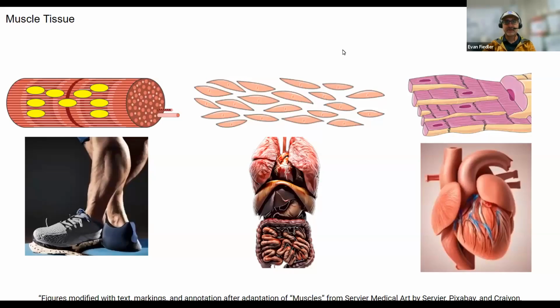Muscle tissue. There's three types of muscle tissue. There's skeletal muscle tissue, smooth muscle tissue, cardiac muscle tissue. Let's start with skeletal muscle tissue.